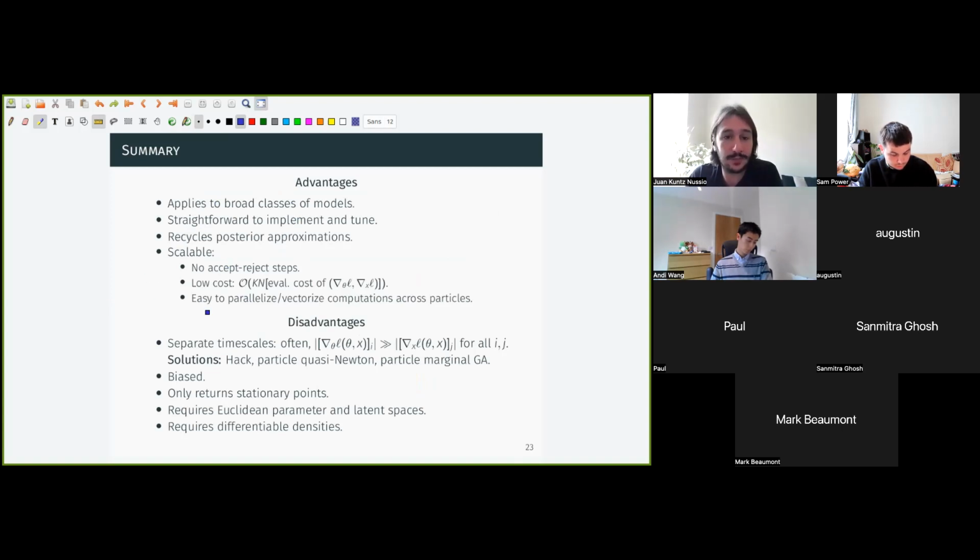And the other thing I like about these algorithms is that they're relatively scalable. There's no accept-reject steps, so you don't have acceptance probabilities degenerating in one way or another, and that helps sometimes in higher dimensions. The evaluation cost is not too large. It's proportional to the number of steps that you take, times the number of particles, times the evaluation cost of the gradients, which for many of these models is linear in the data, and the dimension of the data, latent variables and parameters.